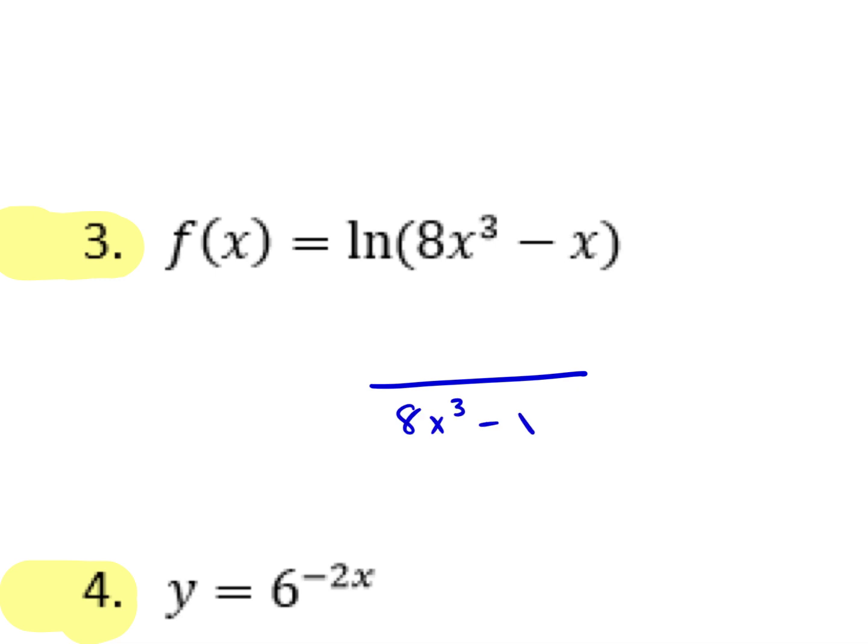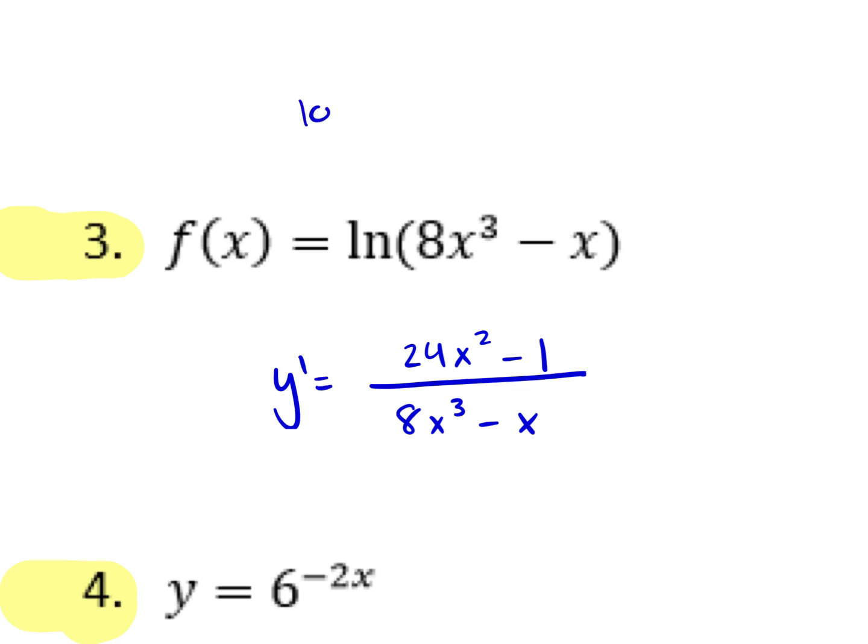Ax to the 3rd power minus x. And then the derivative goes in the numerator, so this would be 24x squared minus 1. Do we have to do anything else? Nope. So that would be our derivative.